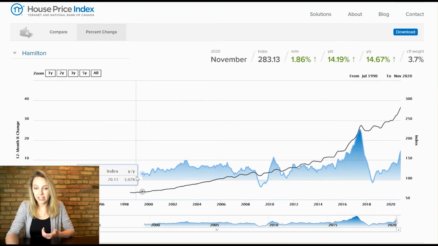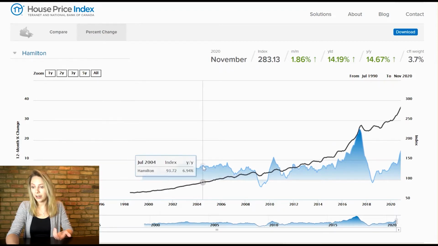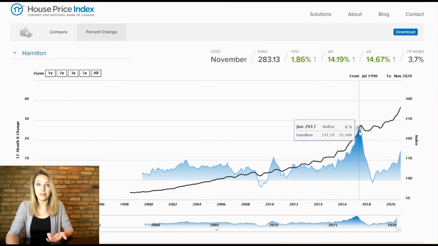So if I look at the left-hand side here, the 12-month percentage change, it's typically hovering between 0 to 10%. And then you have some crazy years where it's dipped a bit, and then some crazy years where it's jumped up to 25% year over year. But just keep in mind that this doesn't mean that it's always growing at that amount. It's not the same as how it's increasing the average price.